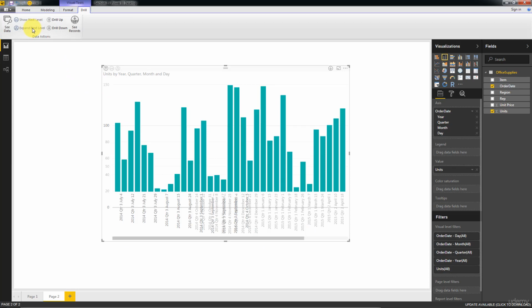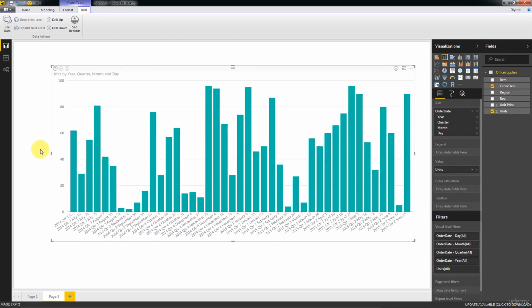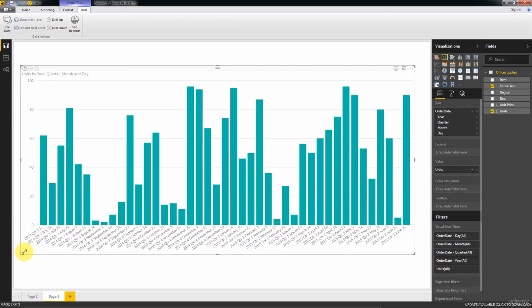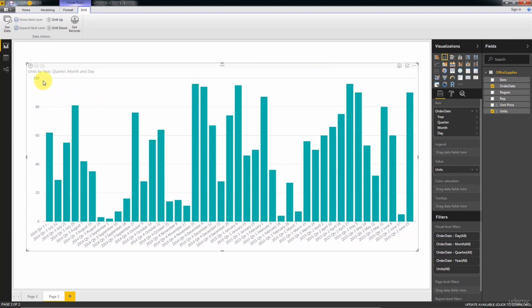And then if I go to expand next level again, now you'll see many more dates because the higher levels in our hierarchy are preserved. So for instance, let's make some more space. So for instance, here you've got 2014 quarter 3 July the 4th, 62 units sold. And then if you go to December, you've got December the 4th separately as well. And that is solely due to the fact that we've preserved the year, quarter, and month, as well as added the day into our granularity.